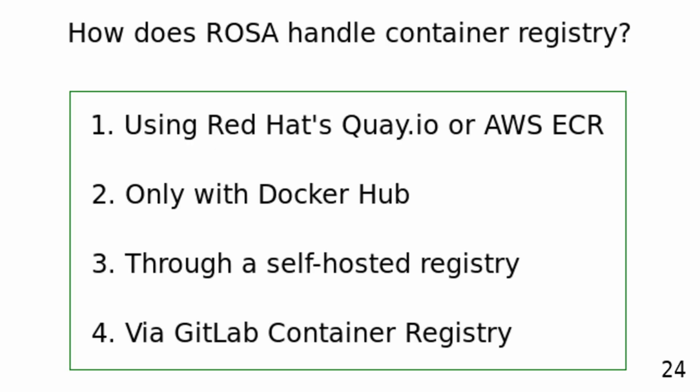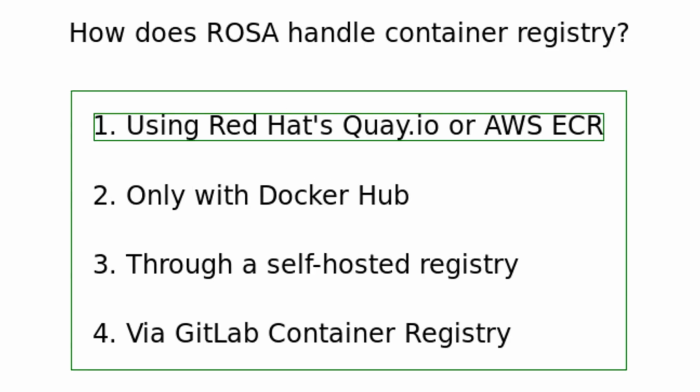How does ROSA handle container registry? Using Red Hat's Quay.io or AWS ECR. Only with Docker Hub. Through a self-hosted registry. Via GitLab Container Registry. ROSA can use Red Hat's Quay.io or Amazon Elastic Container Registry for storing and managing container images.